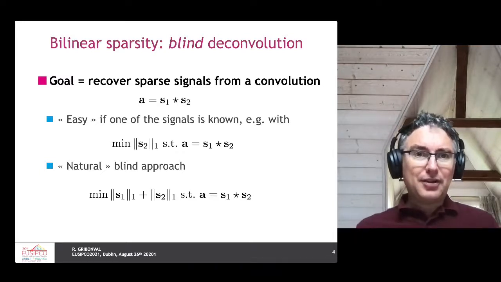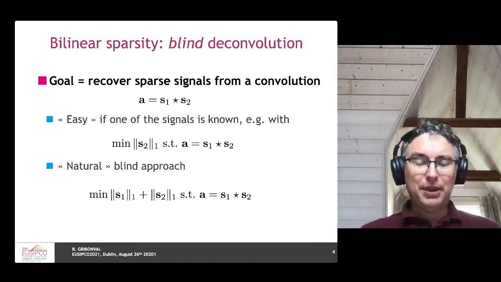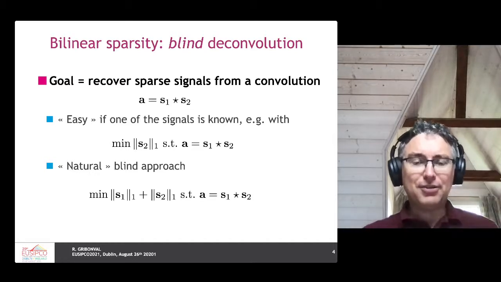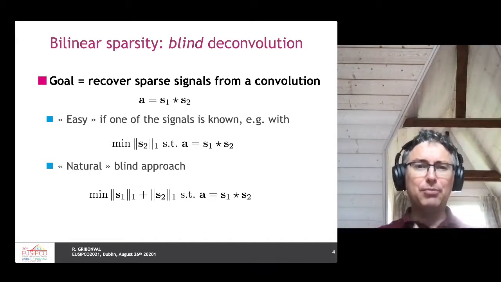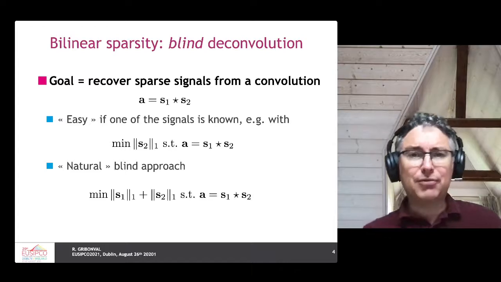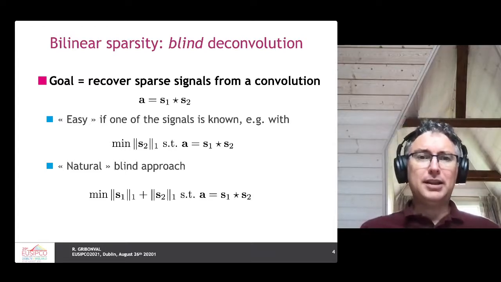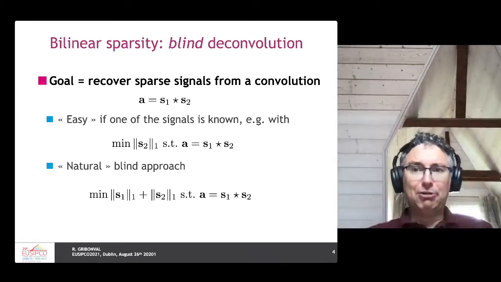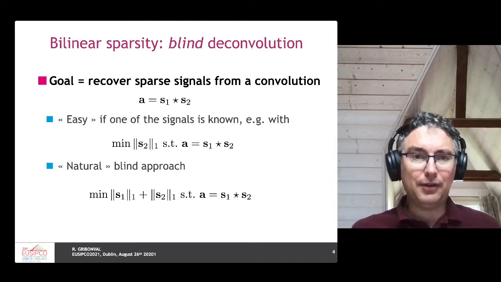So a first natural way of going beyond linear inverse problems is to go bilinear. As an example, let's consider the problem of blind deconvolution, where you observe a signal that's the convolution of two base signals, a filter and a source, for example, and assume that you know that the filter and the source are both sparse. So the question is, can we recover them from the signal?